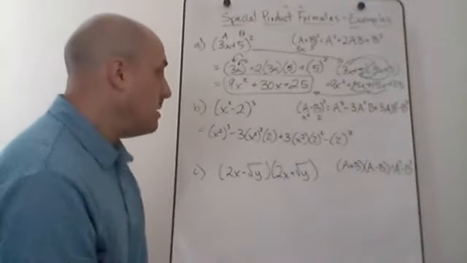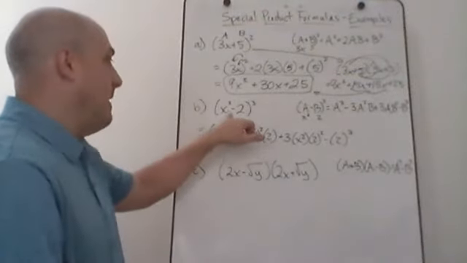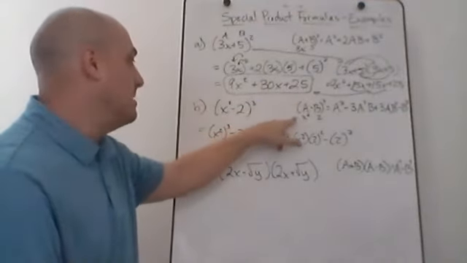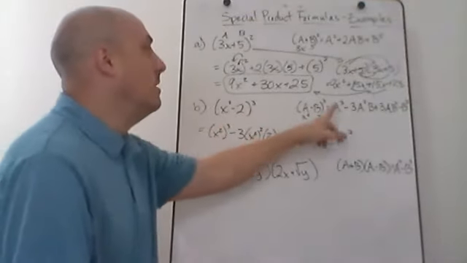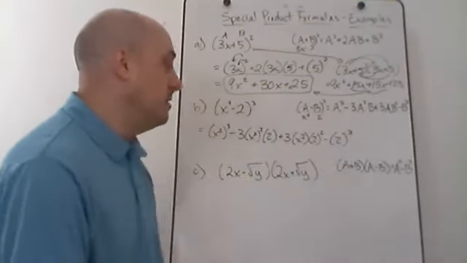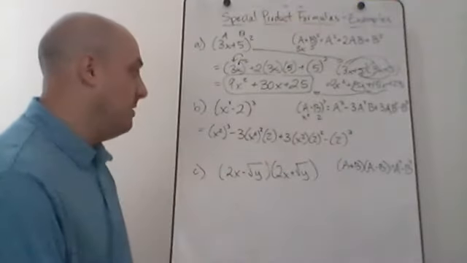All right, so again, I identify that this is a binomial raised to the third power. There's a formula for this. My a is the x squared, my b is the 2. Everywhere there's an a here, I put the x squared, and everywhere there's a b, I put the 2. And now I just have to simplify all this stuff.